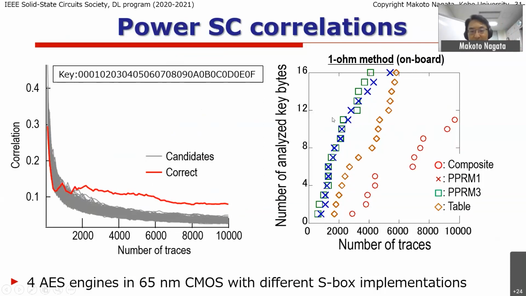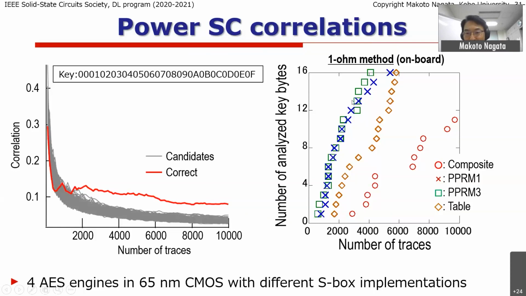If we determine all 16 key bytes, that means the complete secret key can be disclosed, and the attacker can now decrypt all the encrypted data. Unfortunately, in this case, the horizontal axis gives you the number of traces, as I mentioned. The vertical axis gives you the number of analyzed key bytes.